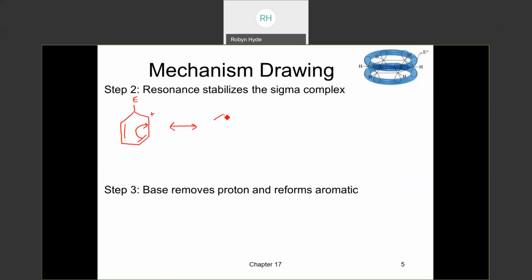So I have my 6-membered ring. I'm going to add my electrophile. I'm going to add this pi bond to the left. I've moved the pi bond. Now the second pi bond is to the right. And then where is my new positive charge? My new positive charge is right here.